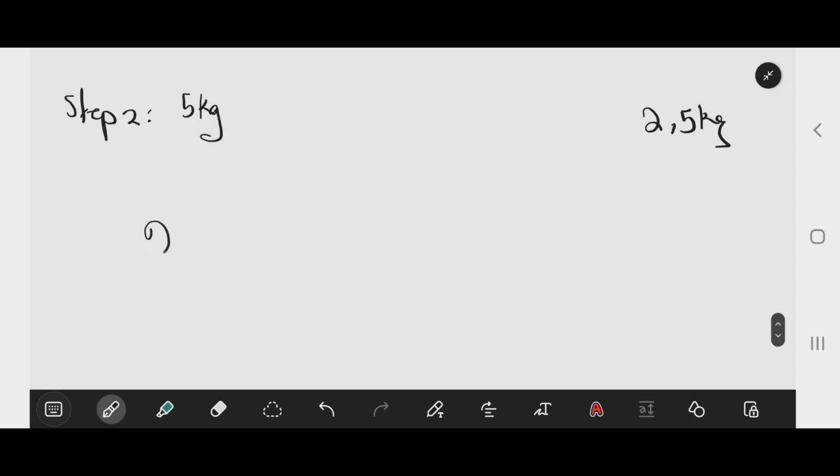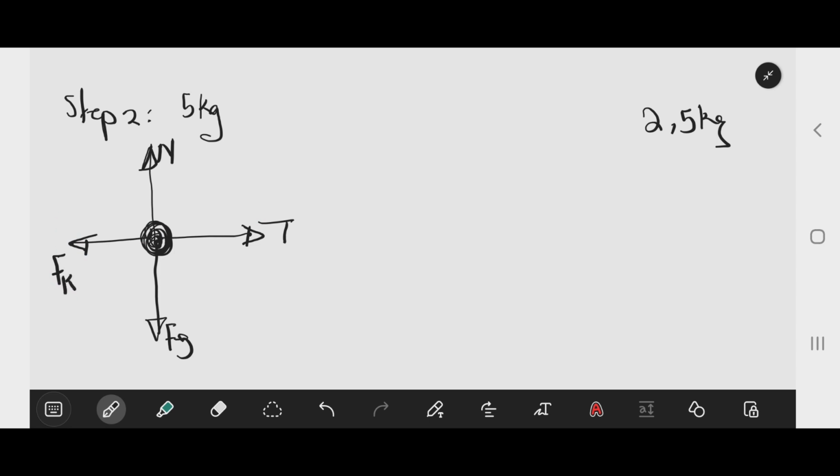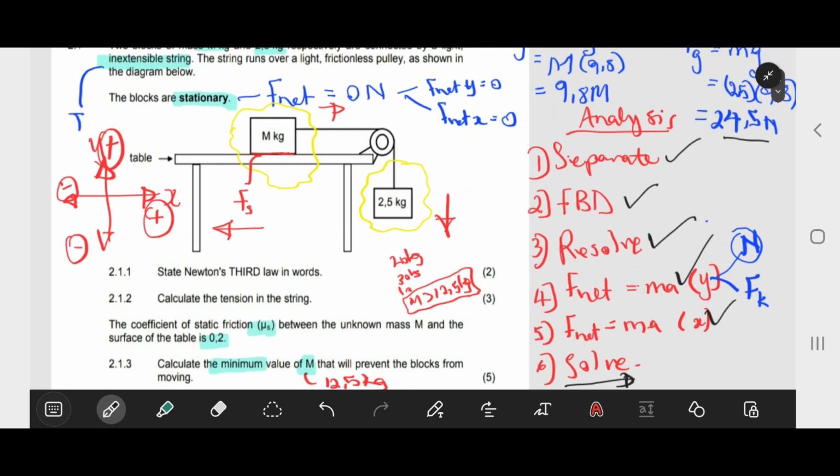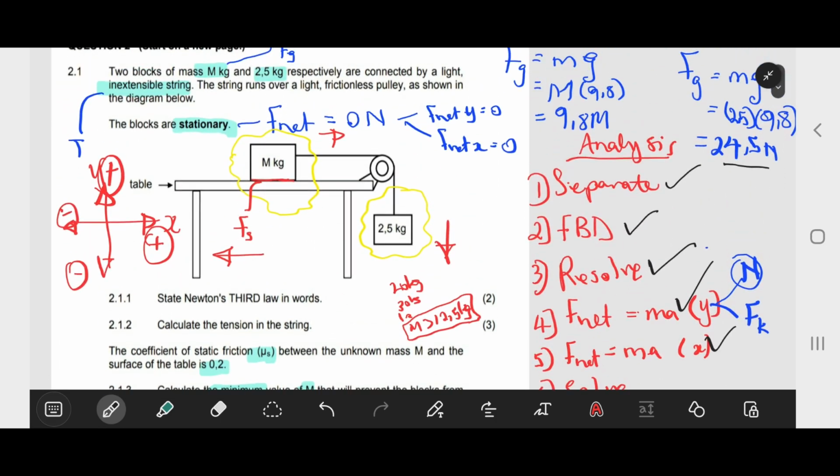Okay, so we still have the same free body diagrams. We have the Fg, which is weight. We still have normal force. We still have tension acting in that direction, but now the objects are accelerating, they are moving. It means the friction now would be Fk instead of Fs.